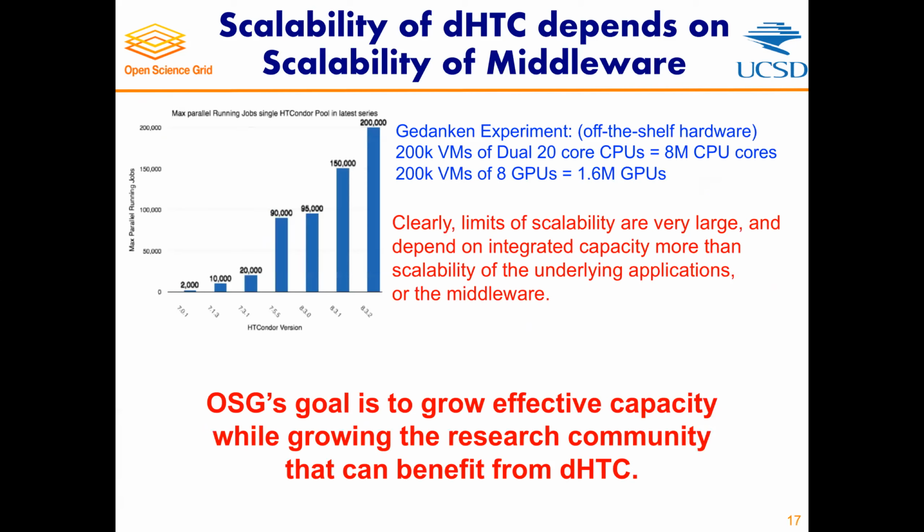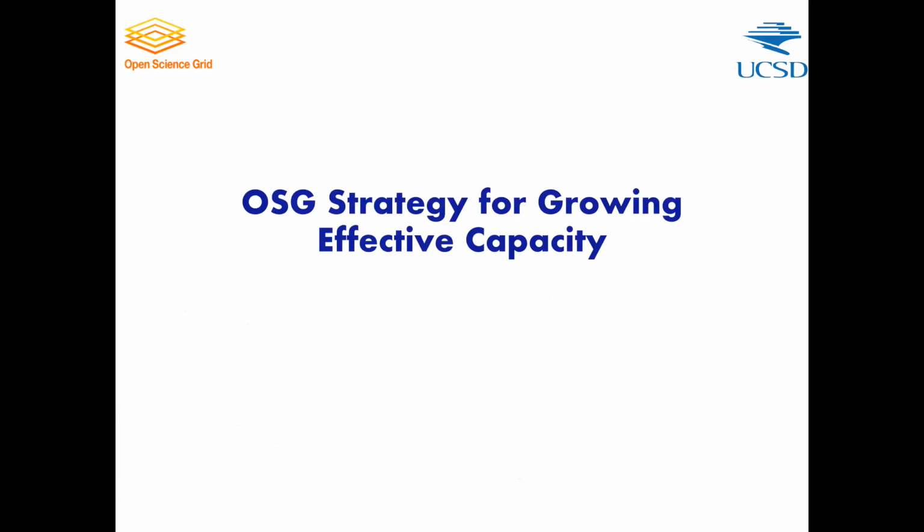OSG's goal is to grow effective capacity while growing the research community that can benefit from this effective capacity via dHTC. That's basically the most important message I'm delivering in this talk, this one sentence. Now let's talk a little bit about our strategy. What's our strategy for growth?